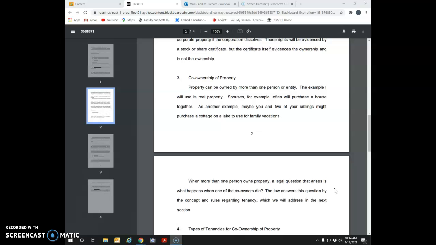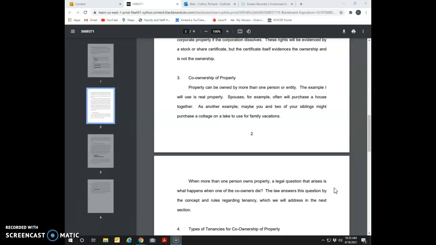And I'm going to use the example of real property because it's an example that some of us at least have had some experiences with. And so spouses, for example, can purchase a house together. Maybe you and 2 of your siblings might purchase a cottage on a lake to use for family vacations. In the first example, we've got 2 people owning the real property. And in the second example, we've got 3 people owning the real property.